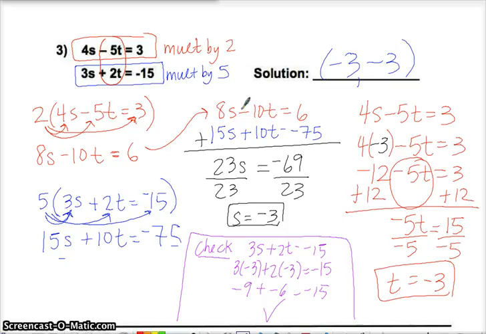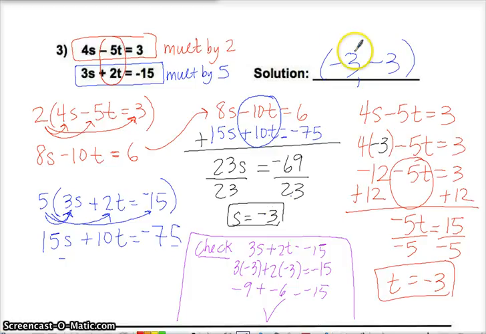I put those two new rows, one above the other, so then I can see that the -10t and +10t cancel each other out. So 8s plus 15s is 23s when I add straight down. The 10t's cancel out, and 6 plus -75 equals -69. Divide each side by 23. -69 divided by 23 is -3.